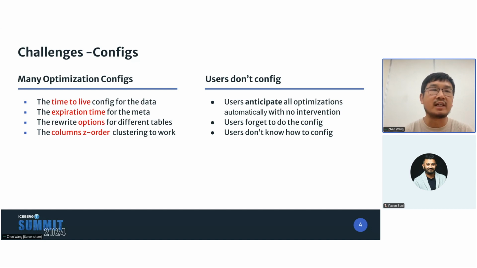The second challenge is actually configurations. There are many optimization aspects to configure. Like the time to live config for the data. This is actually not new. We have to remove the expired data in a timely manner. Otherwise, when the users receive their storage bill, they will be surprised. And the second is the expiration time for the metadata. This is new. The metadata holds references to the data files. If the metadata is not removed in a timely manner, the data files will be retained.